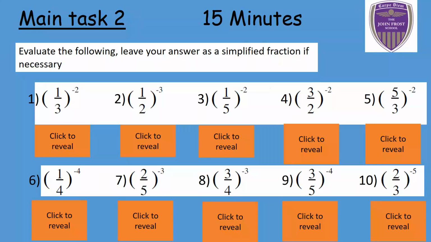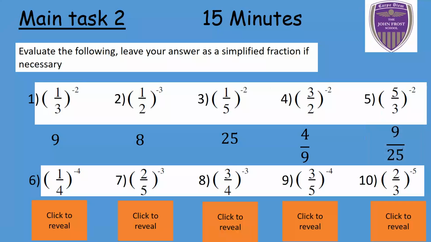So welcome back. Let's have a look at the answers. Again, mark your own. Anything you've got wrong, have a look through and see if you can work out where you've gone wrong.